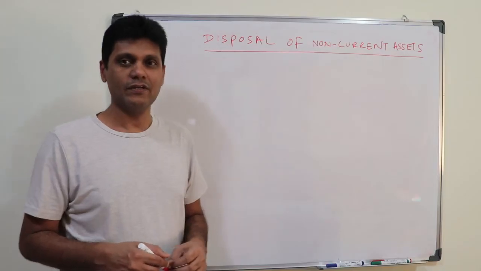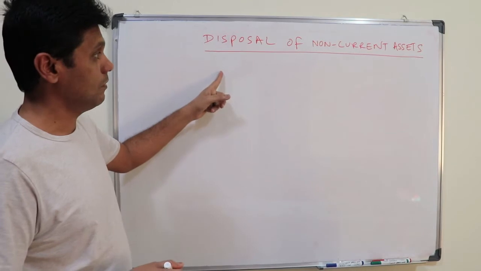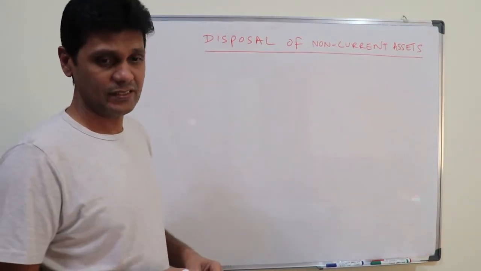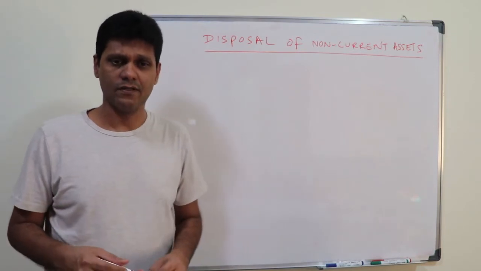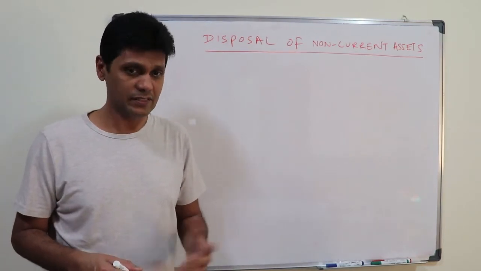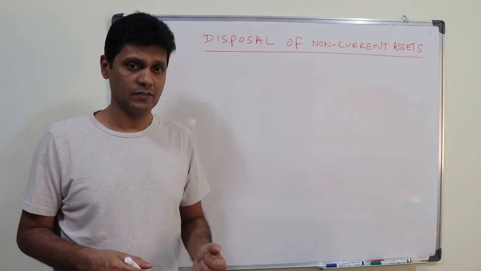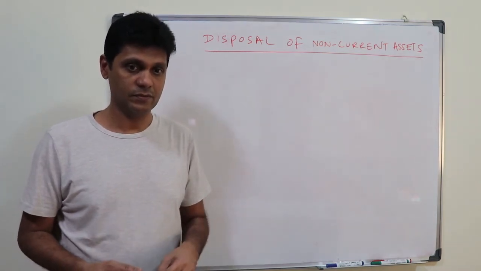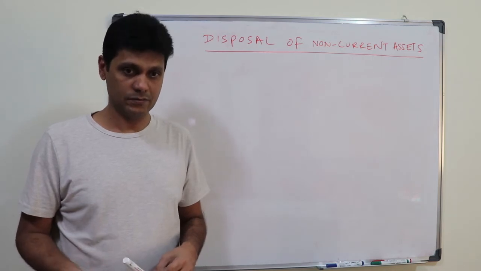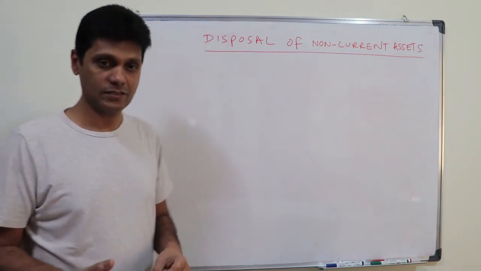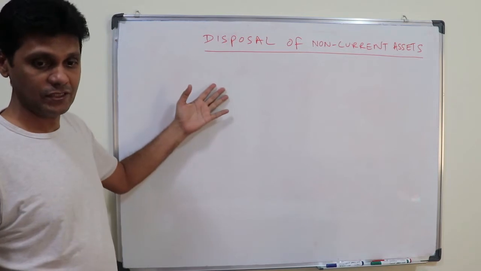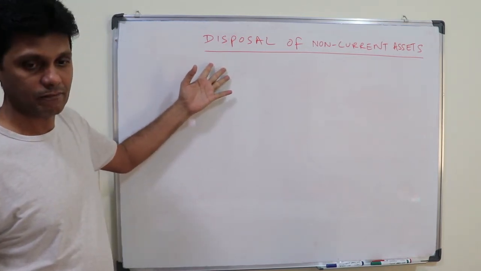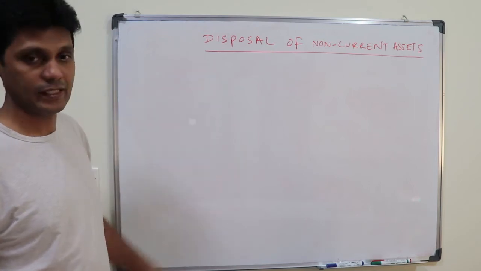So today we'll discuss disposal of non-current assets. What are non-current assets? Long-term assets that the business keeps, for example, furniture, machineries. This is part of your depreciation topic: disposal of non-current assets.